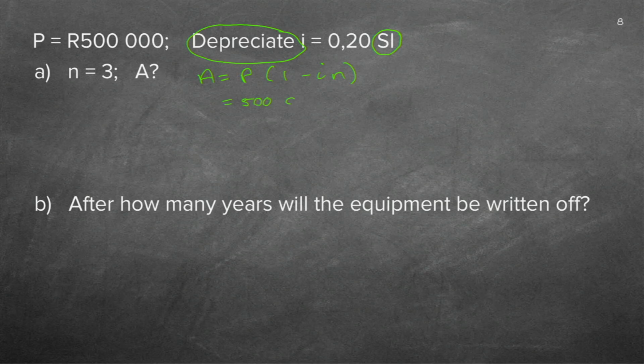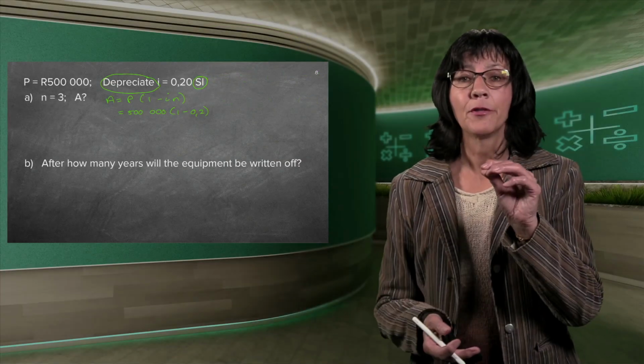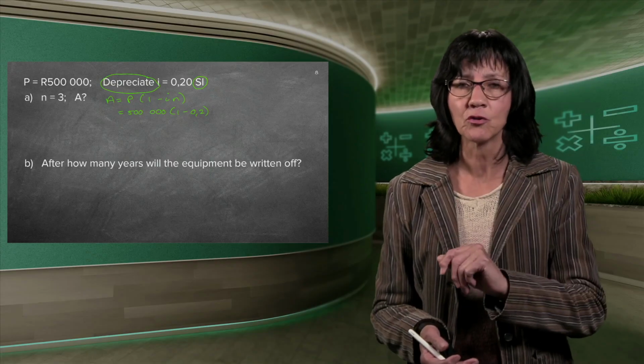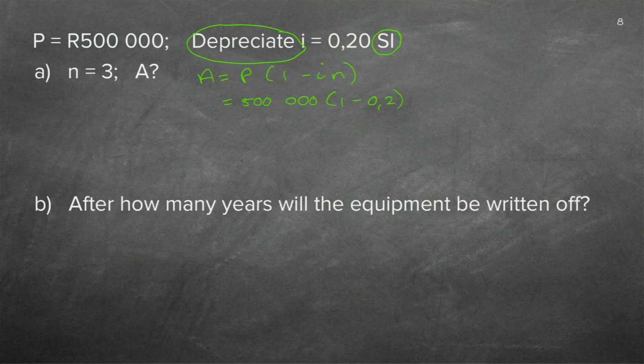500,000. 1 minus the i was 0.2. I don't need the 0 at the end anymore, because remember, a 0 after a comma right at the end doesn't mean something. Though if it's cents, rand and cent, you need to write that 0 down. But now it's just the rate.